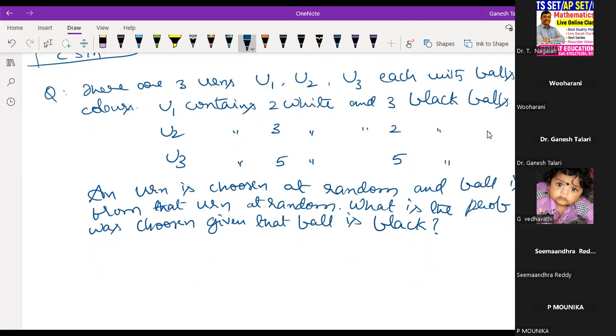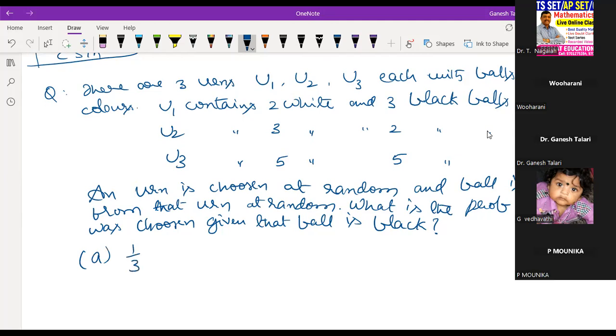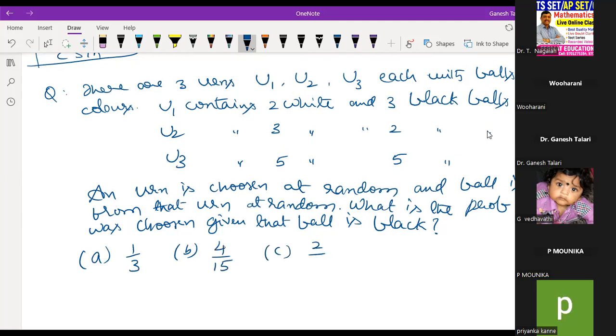These options have been given. Option A is 1/3. Option B is 4/15. Option C is 2/15. Option D is 1/6. First, you can solve using Bayes theorem, and I will show you the shortcut, how you can solve the same question within a short period of time.